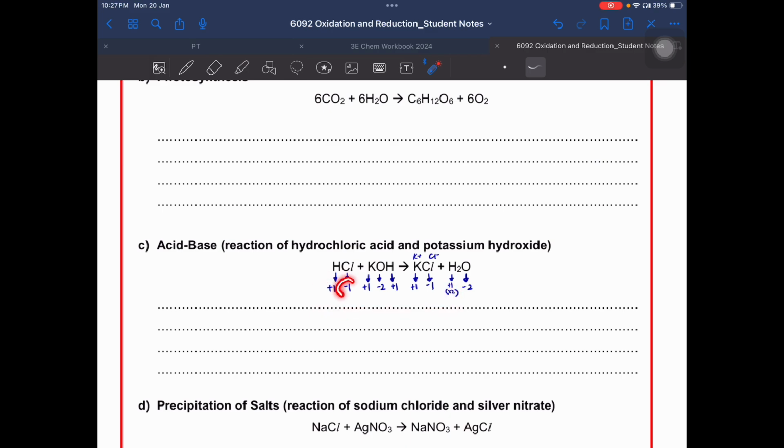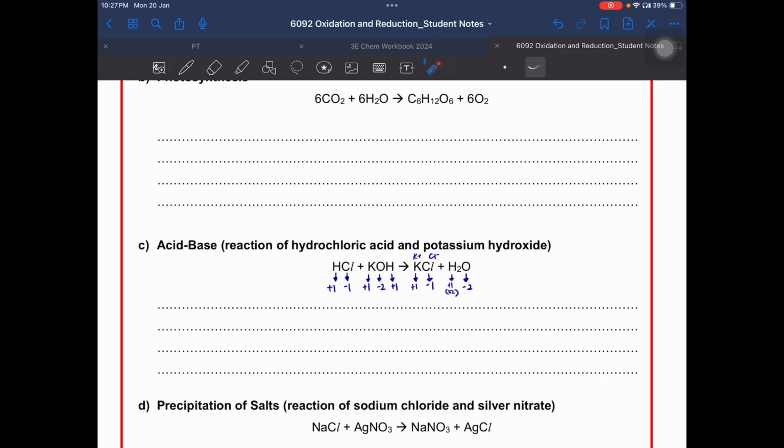Chlorine, -1 on the left hand side, compared to the right hand side, it's still going to be a -1. Nothing happens to chlorine. K went from a +1, still remains as a +1 on the right hand side, nothing happens to K. Oxygen, -2, still stays as a -2, nothing happens. Likewise for the last hydrogen, +1, and stays as a +1, nothing happens as well.